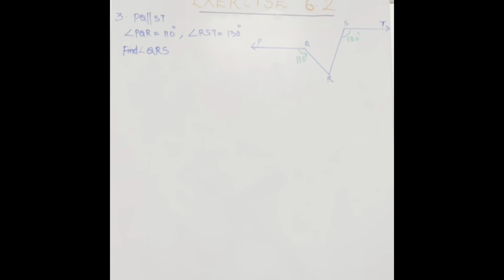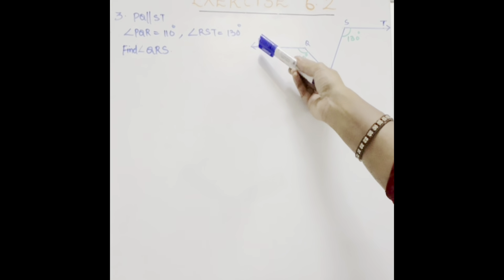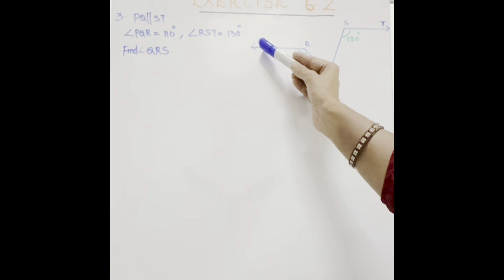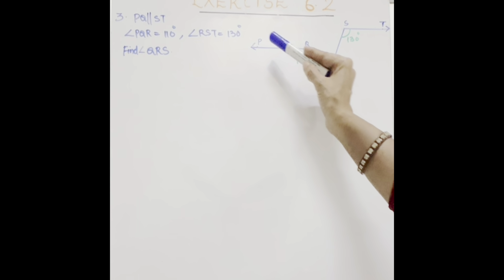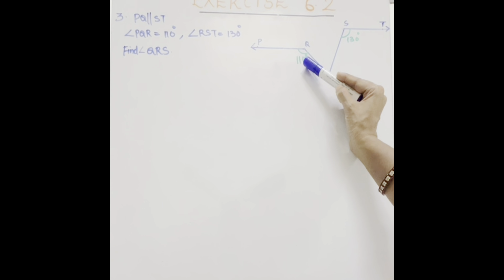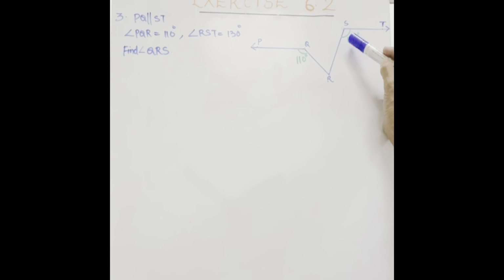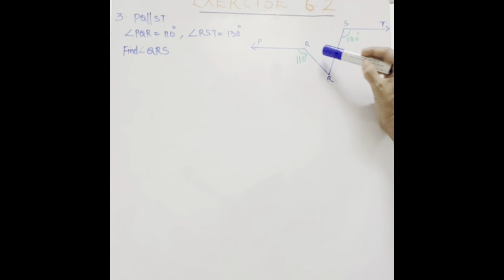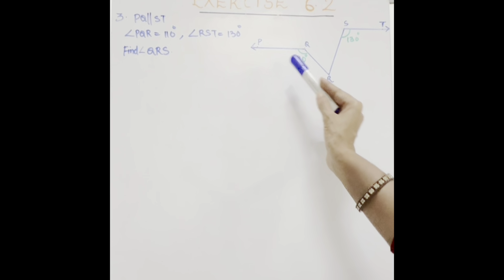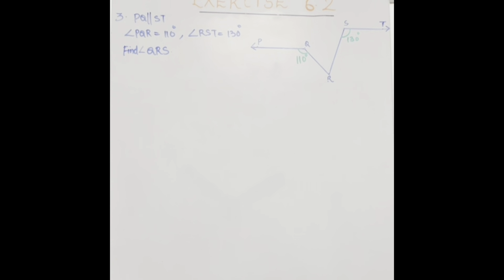Now let's note down what is being given to us. It's given PQ is parallel to ST. Angle PQR is 110 degrees. RST is 130 degrees. And we are asked to find angle QRS. It's given as a hint to draw a line parallel to ST through point R.